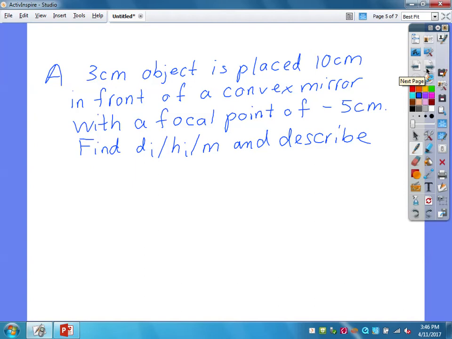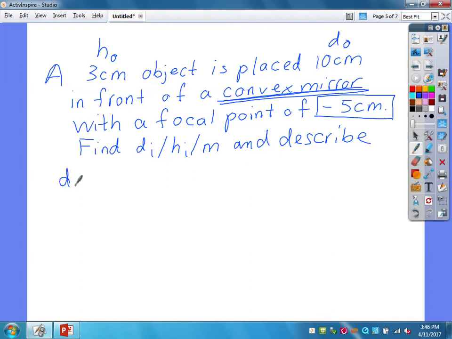So let's do a second one real quick. This one's going to go a lot faster. I have my object height. I have my object distance. And I have a convex mirror. This is something I would underline for my drawing. And the focal point is -5 centimeters. All right, that makes sense. For a convex mirror, the focal point is on the opposite side of the mirror, on the negative distance side, so it's negative.